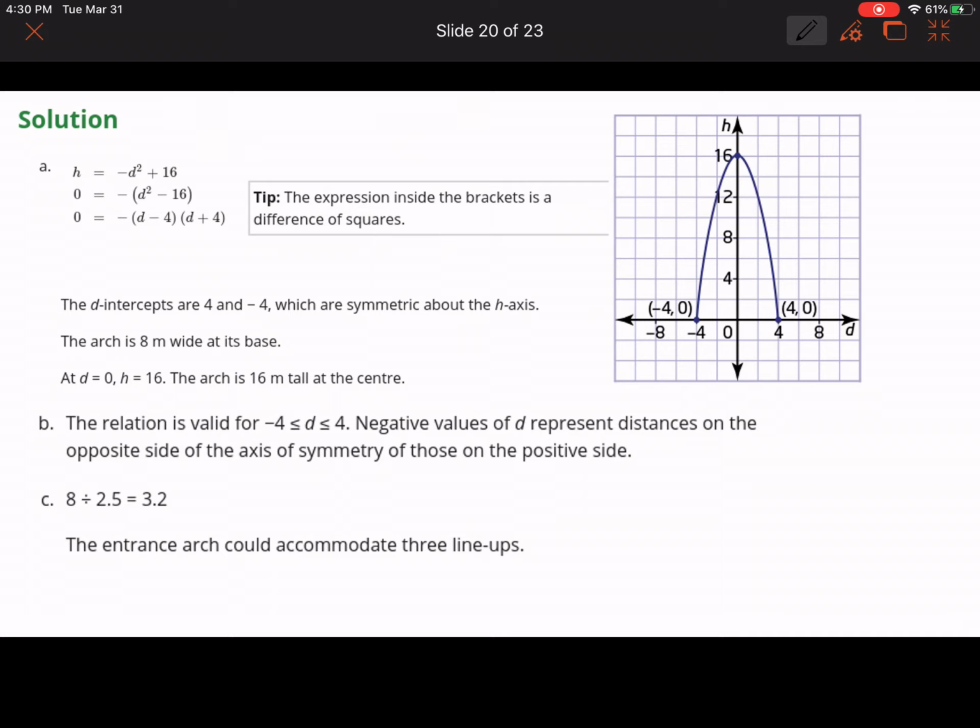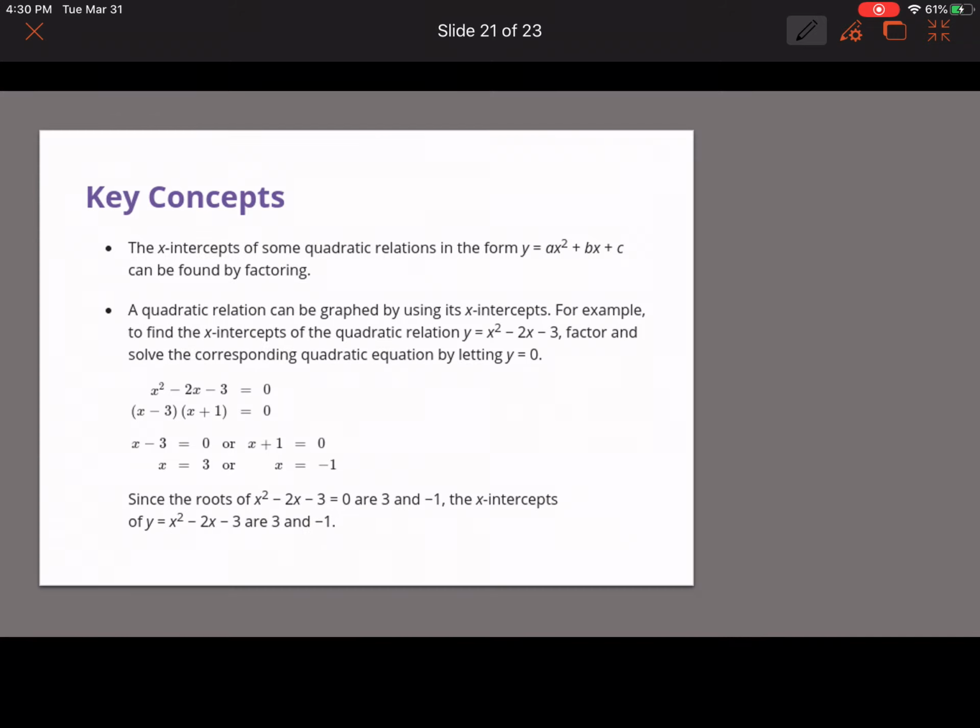Here is our solution, textbook style. Pause, read it over, see if that matches what I told you. Key concepts of this day: the x-intercept of some quadratic relations in the form y equals ax squared plus bx plus c can be found by factoring. So when we have the factored form, sometimes it turns out looking like this.